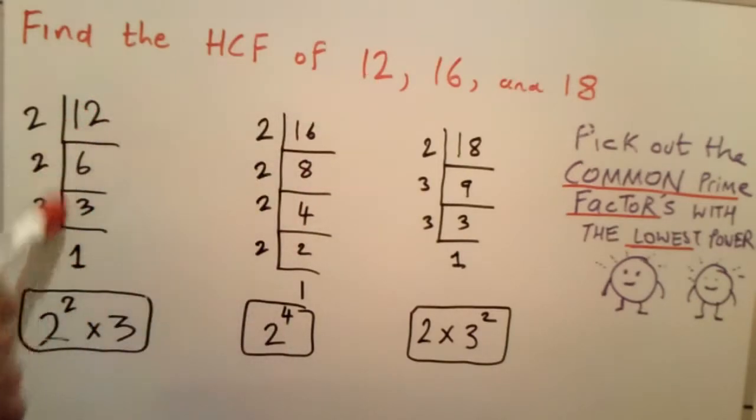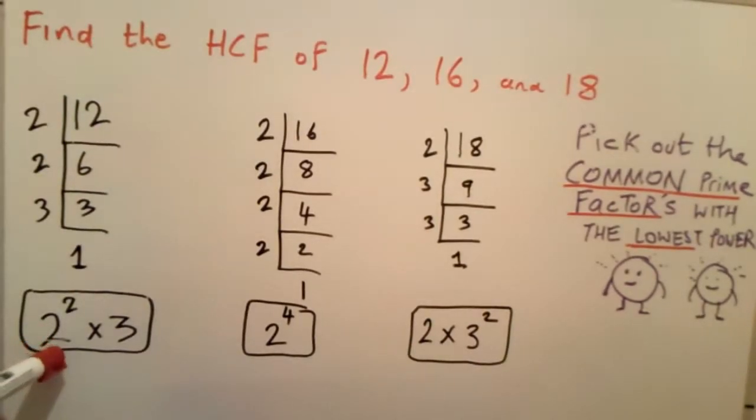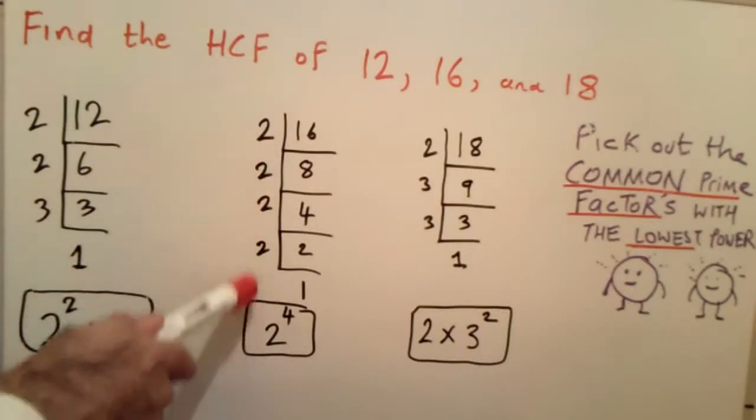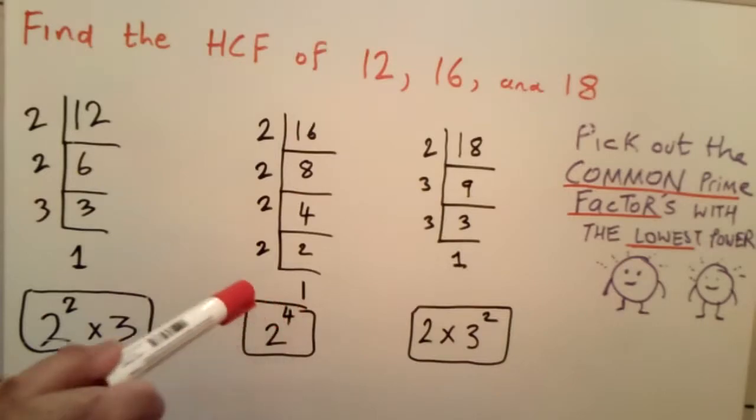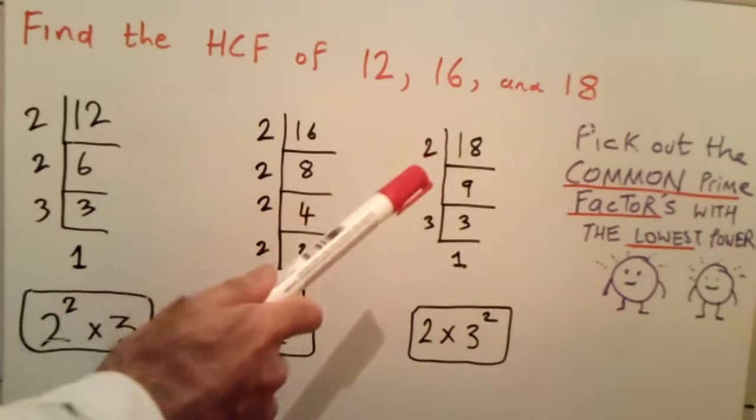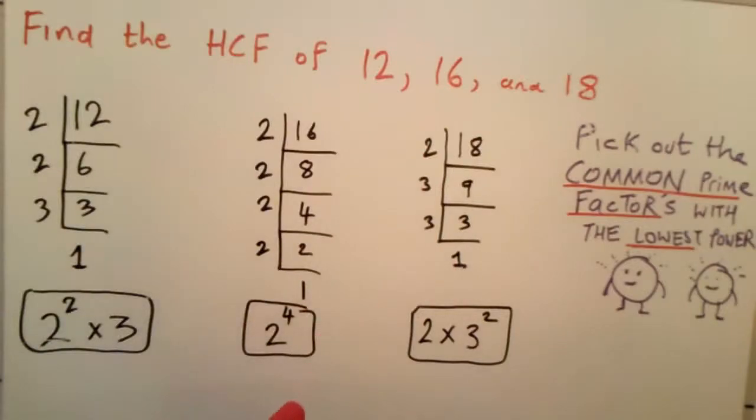So the prime factors of 12 is 2 squared times 3, and the prime factors of 16 is 2 to the power of 4, and the prime factors of 18 are 2 times 3 to the power of 2. So that's it. Now we've found the prime factors. Now this is the different bit.